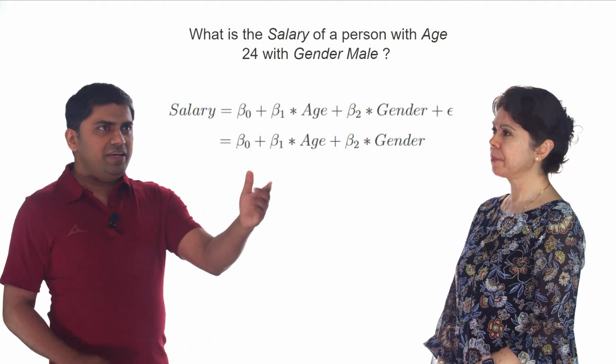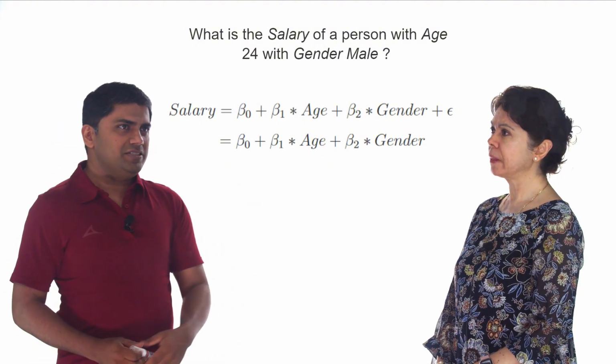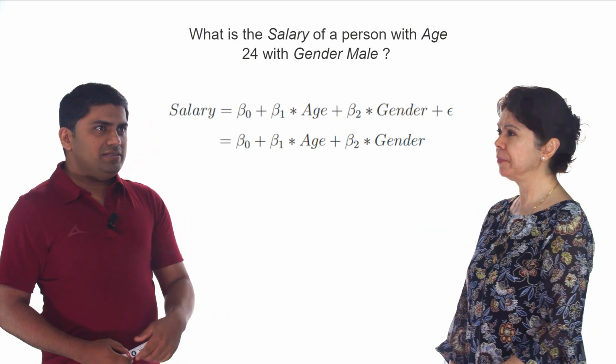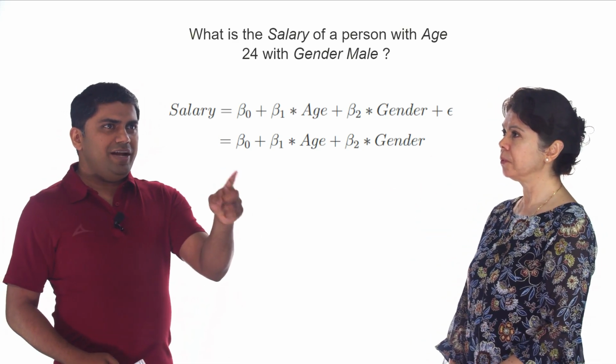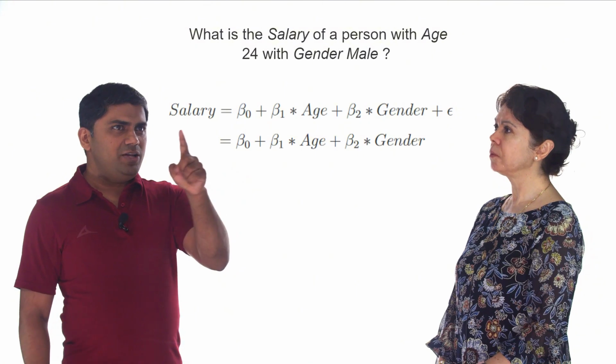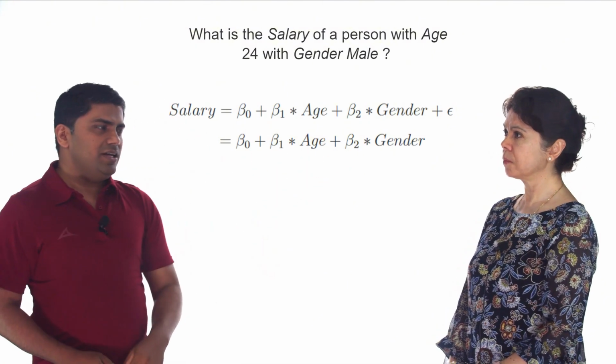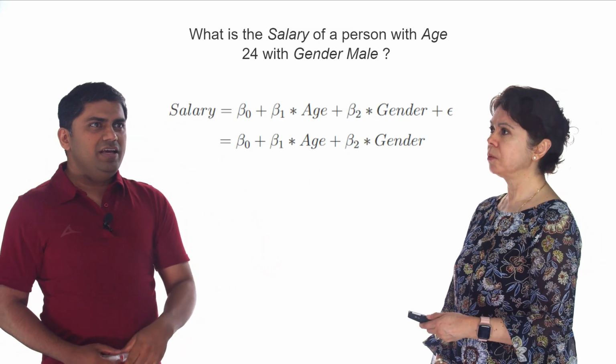Exactly. So if we get beta 1 close to 0, what does it mean? It means the age doesn't have any impact on the salary. Okay, exactly. Now what is beta 0? Beta 0 is the value of the salary when beta 1 and beta 2 have no impact on salary. Okay, so anyway it has no relevance.